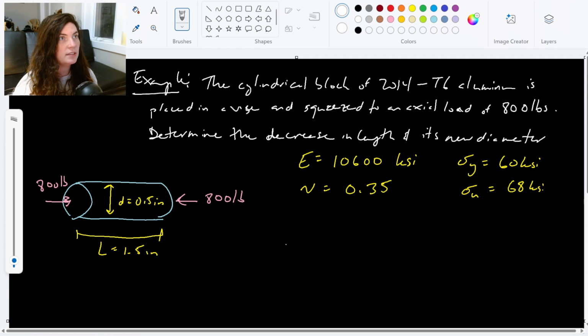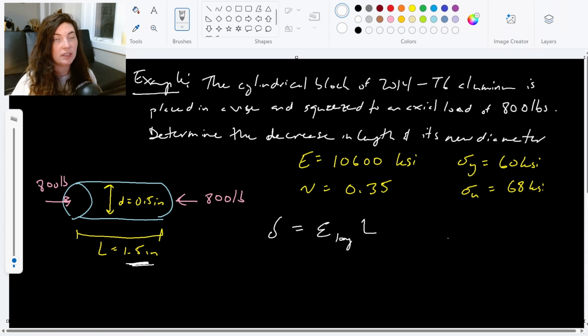So if I want to find the decrease in length here, my change in length is going to be that relationship between the longitudinal strain and the overall length. So I know what the overall length is. It gave it to me, this 1.5 inches, but I don't know what the longitudinal strain is. So what I'm going to have to do is find the strain. And I know the loading and the cross-sectional area.